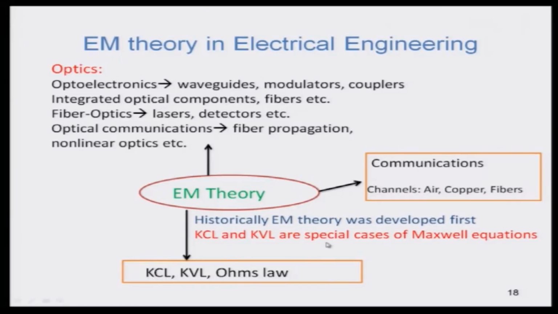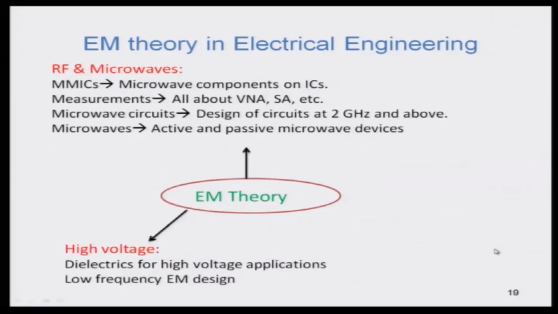These are fortunately very special cases of Maxwell's equations, where we can neglect the time delay between any 2 points in a circuit. So, electromagnetic theory gives you the reason why KCL and KVL should be true. They are not true by themselves, they are only special cases of electromagnetic theory via Maxwell's equations.